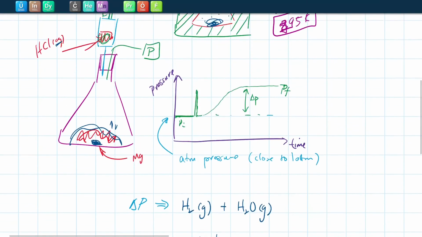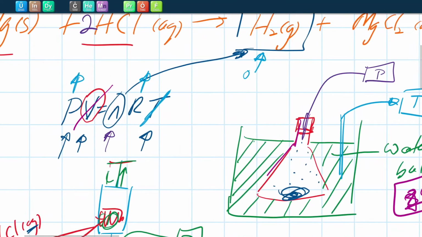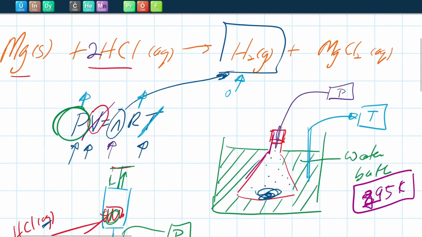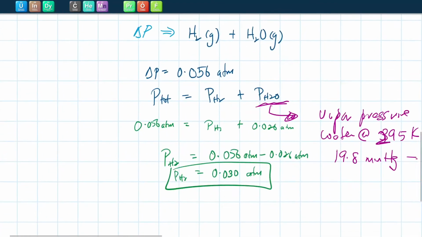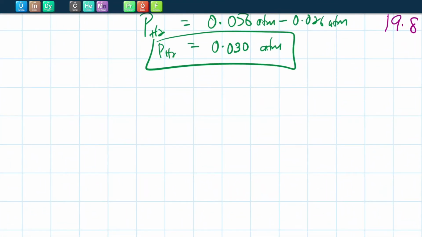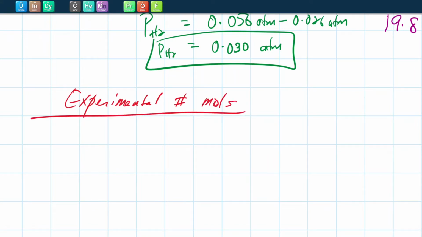Okay, so we now know the amount of pressure due to the hydrogen that we created from this reaction, but how many moles is that? Well, we can easily figure that out. This is going to be our experimental number of moles. This is the number of moles that we obtained from our experimental calculations.